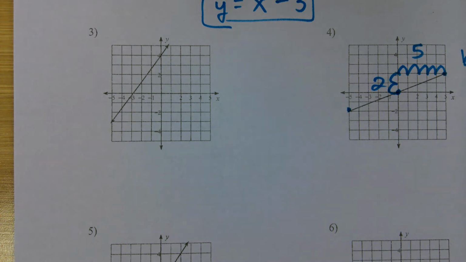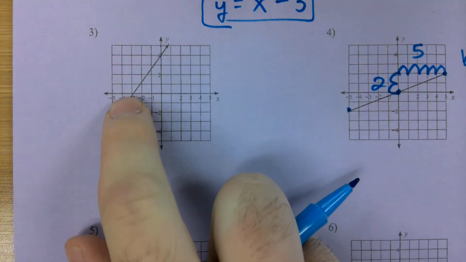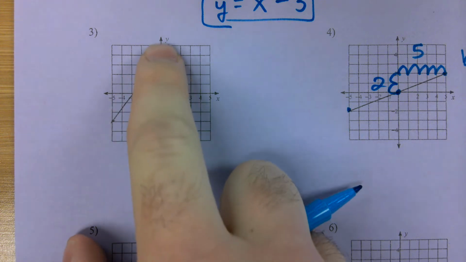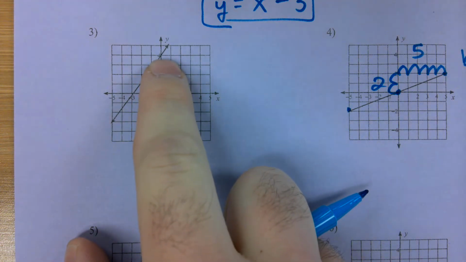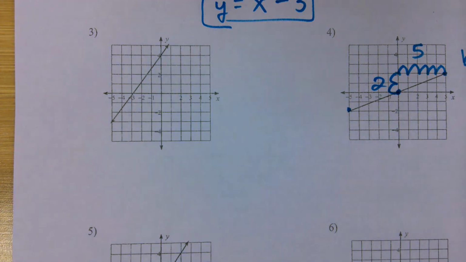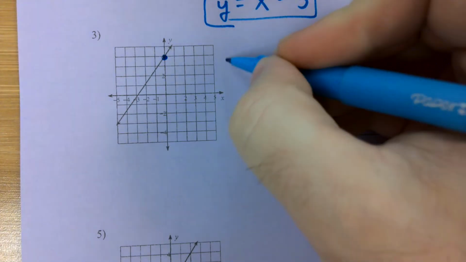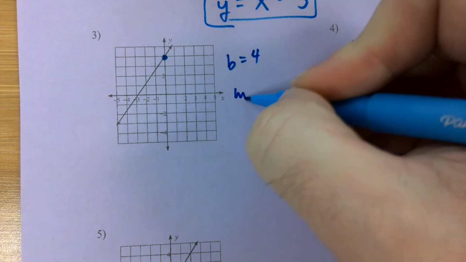Eli, you see it? Where's it at? -3. That's close to being our x-intercept. What's our y-intercept though, Eli? Hold on. 4. There we go. Perfect. Right there at 4, right? So b is equal to 4.